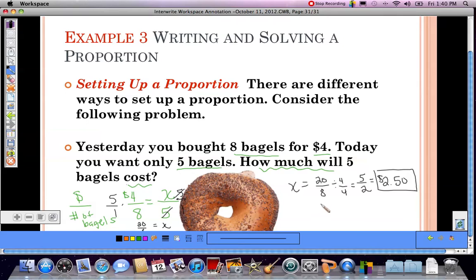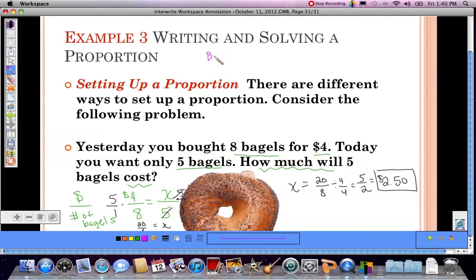Now, another way that you could write this proportion is you could just compare them differently. You could compare the number of bagels you buy today to the bagels you bought yesterday, and set that equal to the cost of today compared to the cost of yesterday. So I'll change the color of my pen, and I'll work this second method up here in this space. What I'm going to do is compare this time. Last time I compared the price to the number of bagels.